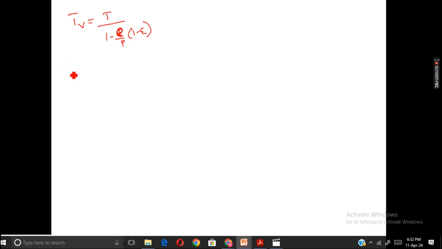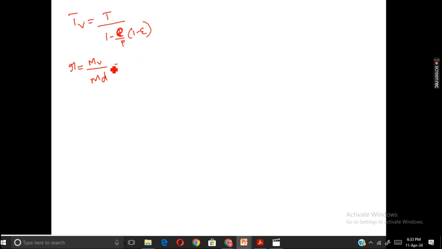If you remember, mixing ratio is basically the mass of vapor divided by the mass of dry air. This is the mixing ratio, which can be represented by R or W. In my live interaction in the previous sessions I used the notation W. You can use anything, R or W; both are basically the mixing ratio. So R is given by mv by md.